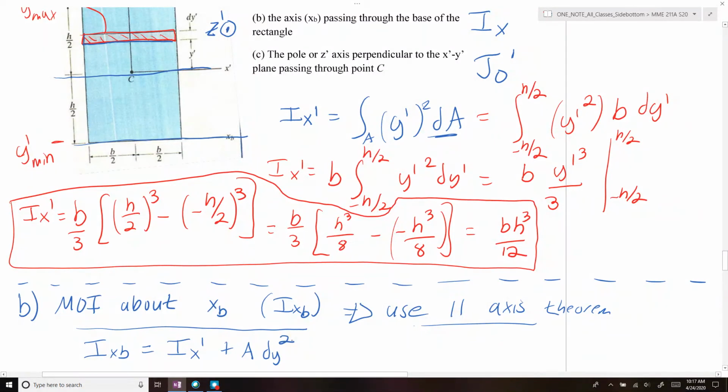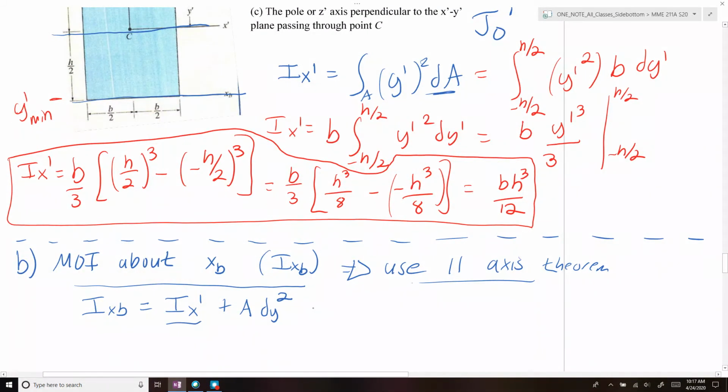IX prime we just solved for up here. We know that IX prime is equal to the base times the height cubed divided by 12. We know that the area of our rectangle is just equal to the base times the height. The only thing left is the distance dy, which is the distance from our xb to x prime. That distance is just h over 2. So we're just going to add h over 2 here, and we're going to square that.